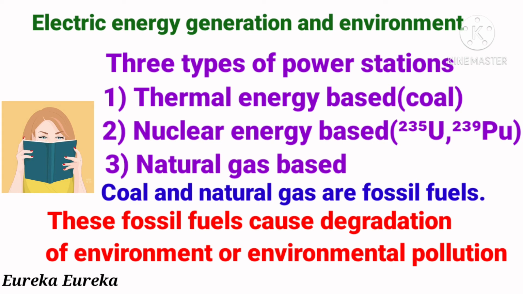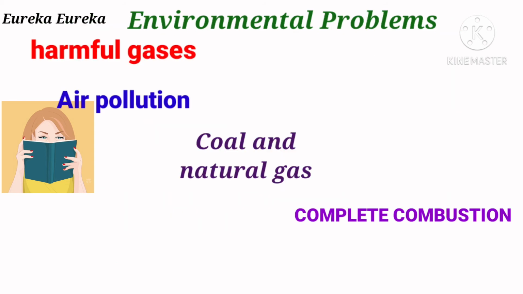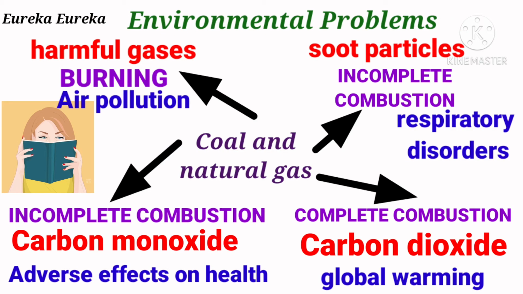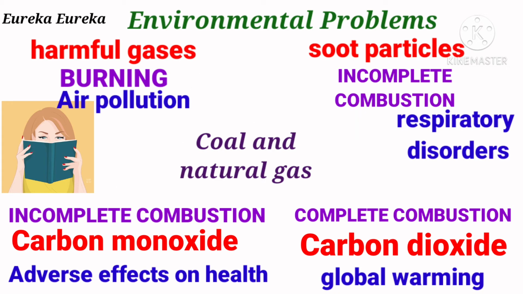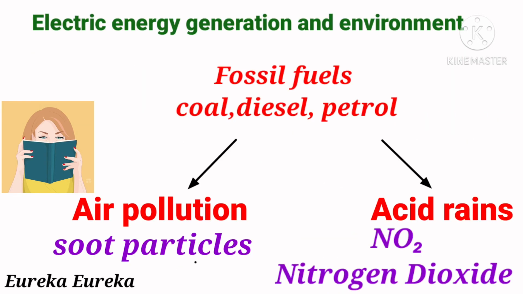A point to be remembered here is that coal and natural gas are fossil fuels, and these fossil fuels cause environmental hazards, environmental pollution, environmental degradation. Here there is a web diagram which shows how coal or natural gas on combustion release different types of gases, and these gases cause harm to the environment. Combustion of fossil fuels like coal, diesel, petrol also leads to emission of nitrogen dioxide gas, and this nitrogen dioxide gas leads to acid rains.